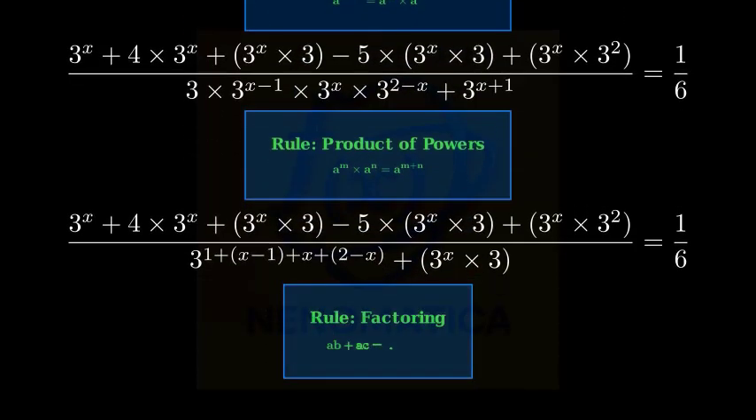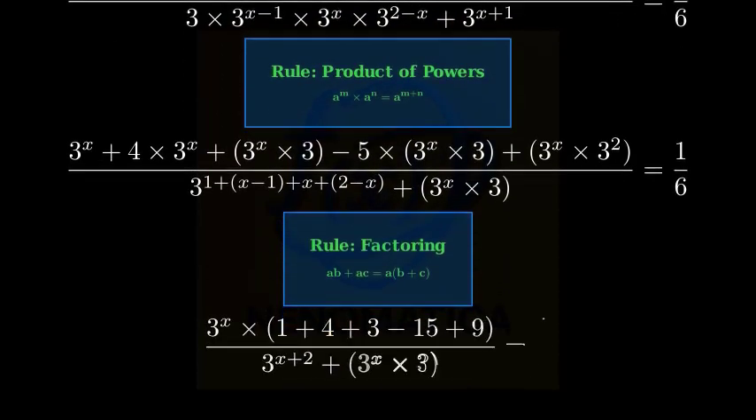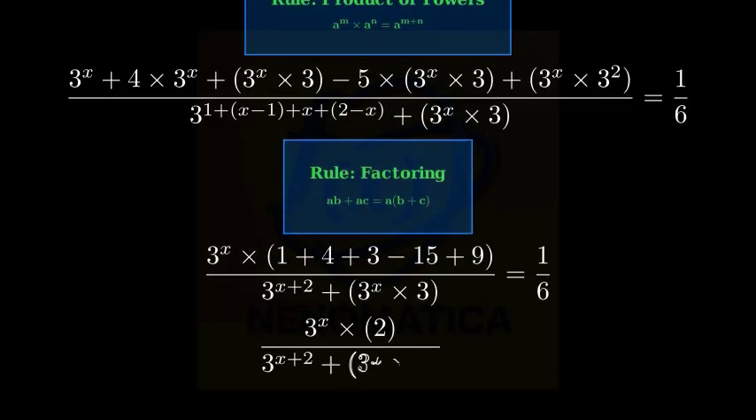Now, we'll work on the numerator. We can factor out 3 to the x from each term. This gives us 3 to the x times the quantity 1 plus 4 plus 3 minus 15 plus 9. Let's simplify the expression inside the parentheses in the numerator. 1 plus 4 plus 3 minus 15 plus 9 equals 2.